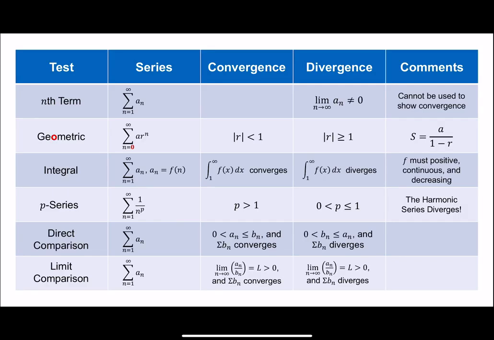Here are two comparison tests. Direct comparison test or the limit comparison test, where you're comparing your series to something that you know already converges or diverges. To be convergent, you have to be smaller than a convergent series. To diverge, you have to be bigger than a divergent series. If those inequalities do not hold, you can try the limit comparison test, where, again, you compare it to something favorable. You take the limit of the ratio of those terms, and if that limit is finite and positive, then your two series do the exact same thing.